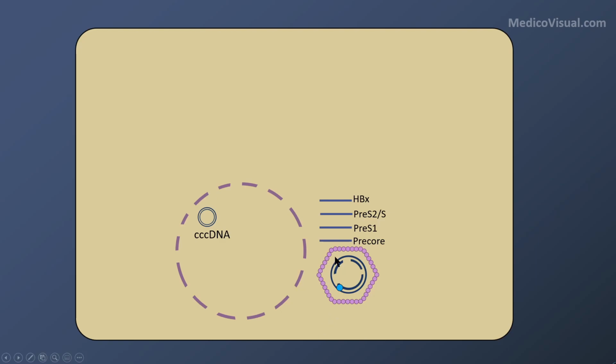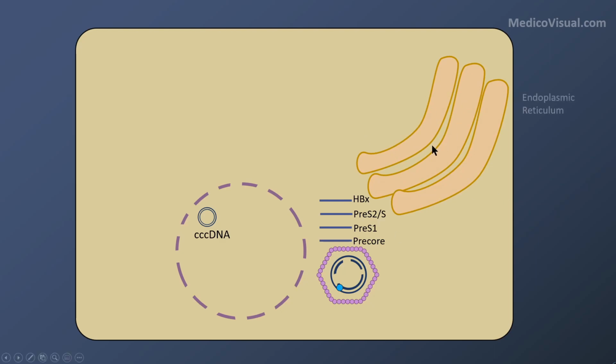Now it must come out of the cell, right? But before it can come out of the cell, it needs something else. What is that? Yeah, it needs to get its envelope, right? So now we will see how it gets its envelope and how it comes out of the cell, right?